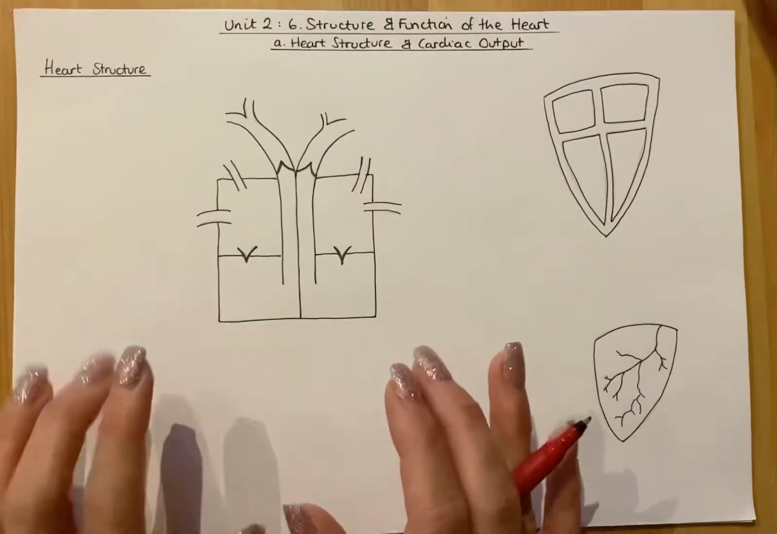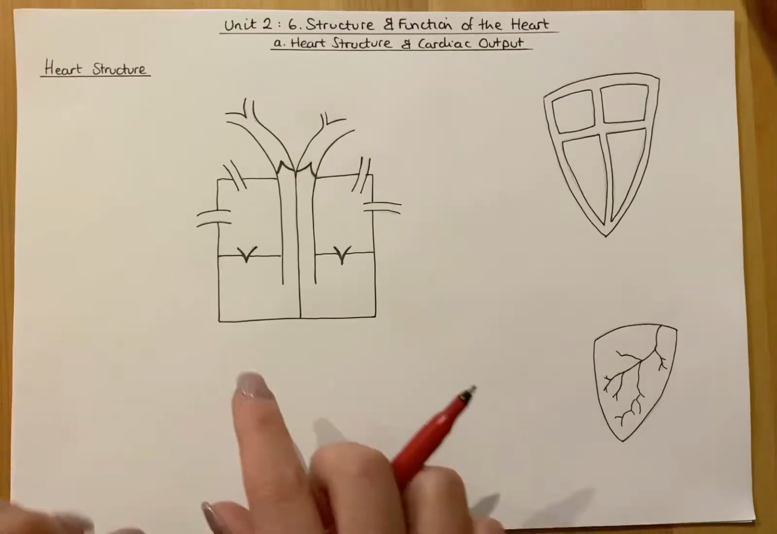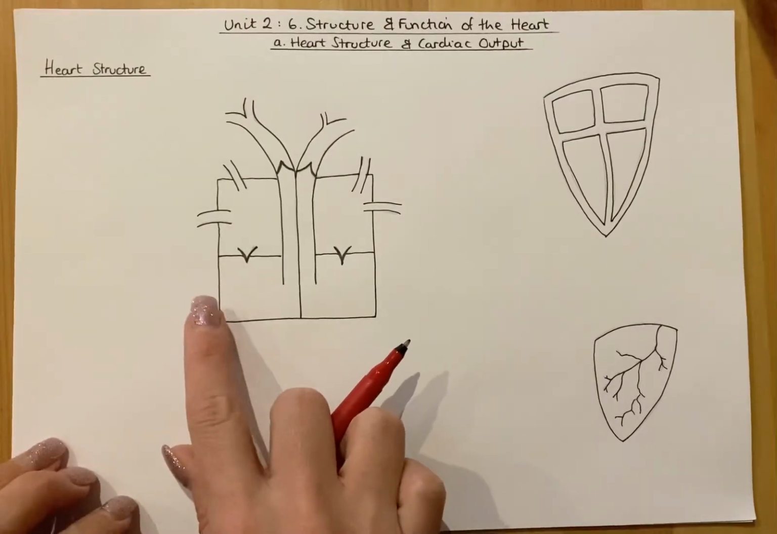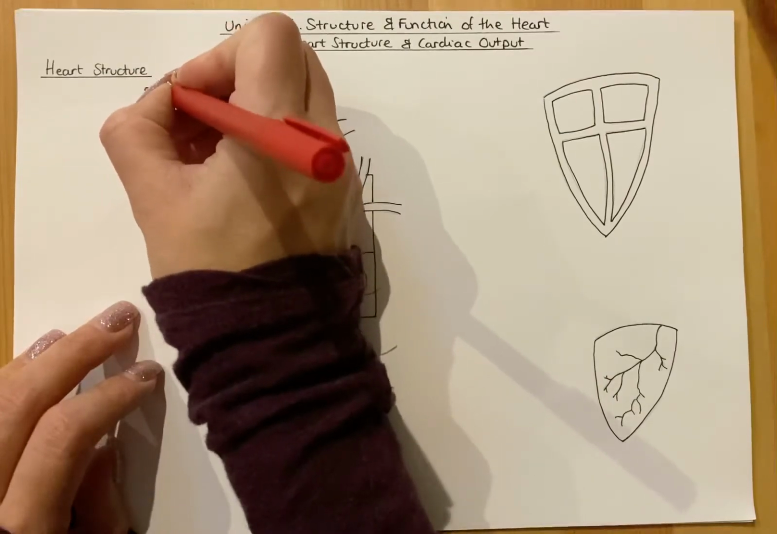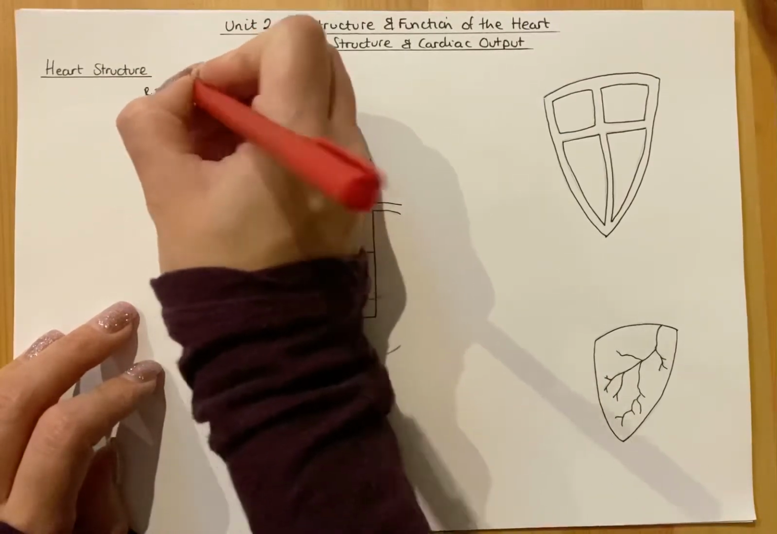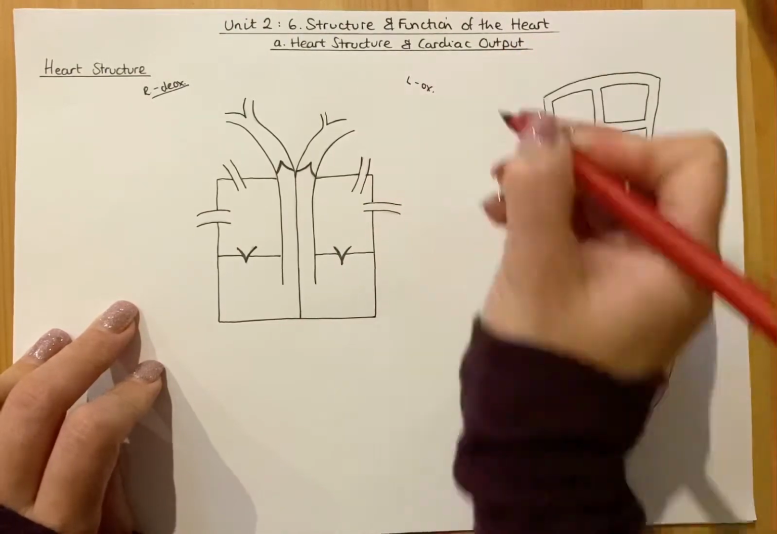So on the heart, you're looking at which side it would be on you. So if you hold the paper onto yourself, then this side would be on the right hand side of your body, which is therefore the right hand side of your heart. So right side is deoxygenated blood. And then this over here is the left side, which is oxygenated.